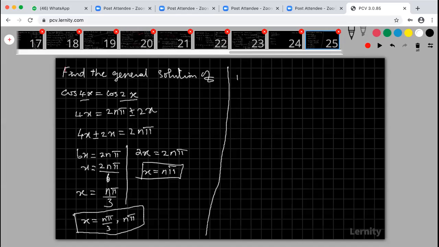Yeah, come to that. The next one: find the general solution of cos 3x plus cos x minus cos 2x equal to 0.